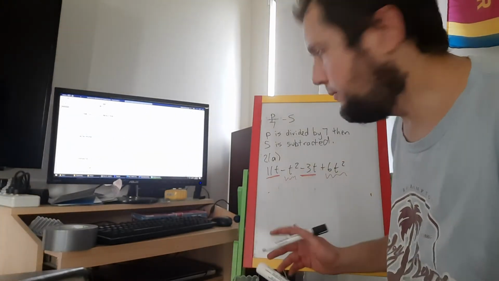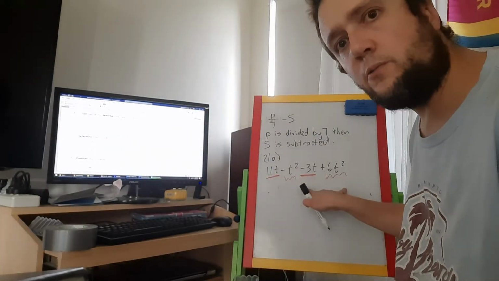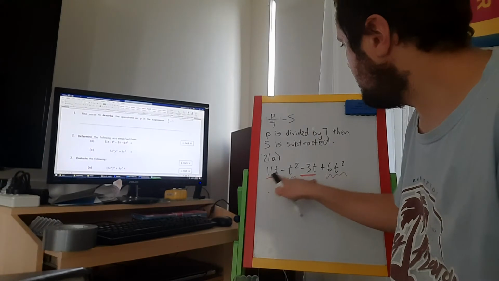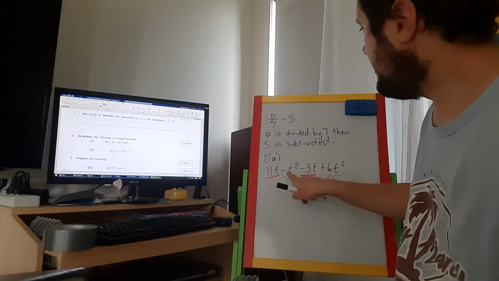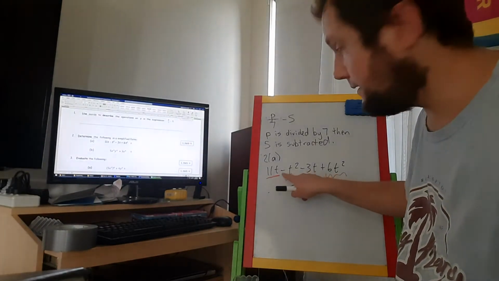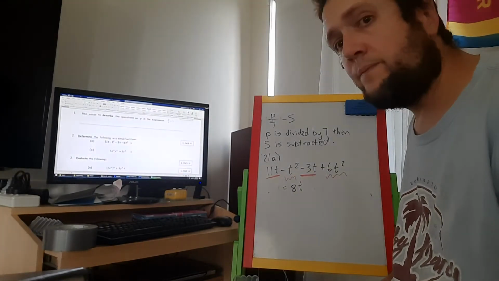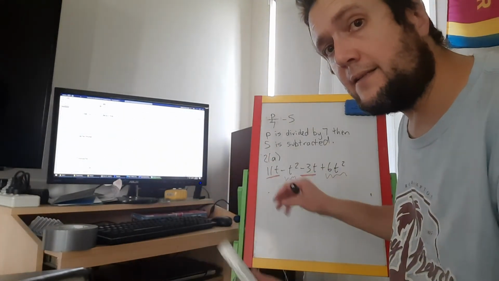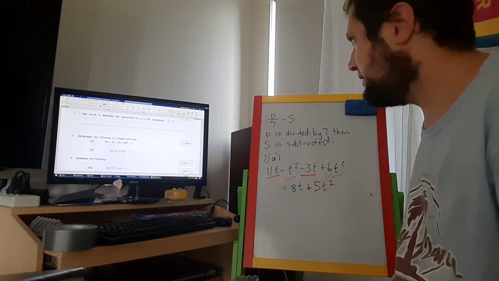You can't combine all of them. You can only combine the t's with the t's and the t squareds with the t squareds. So 11t take away 3t will give us 8t. And this is where you've got to be very careful with negatives. Remember, that negative belongs to that t squared there. So it's a negative t squared plus 6t squared. If I had negative 1 and add 6, I end up at positive 5. So it will be plus 5t squared.